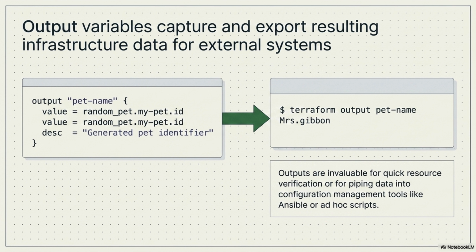Output variables export data. Now let's talk about outputs. Once resources are created, you often need their data, like instance IDs, IP addresses, generated names. Outputs capture this information. As shown here, you can retrieve them using terraform output, and even pass them to other tools like Ansible. The code-to-cloud data lifecycle.